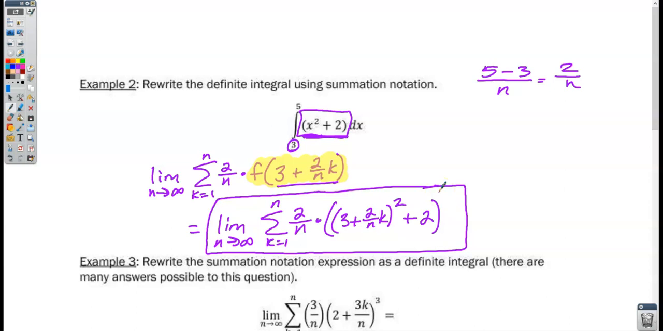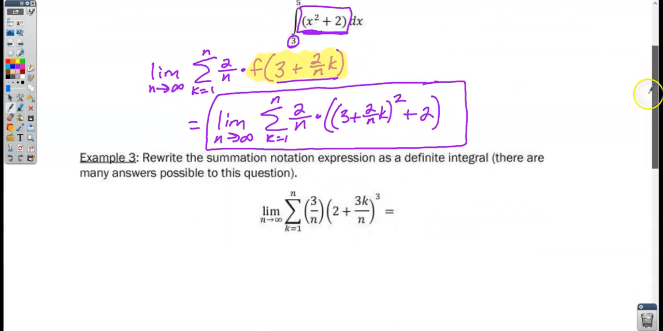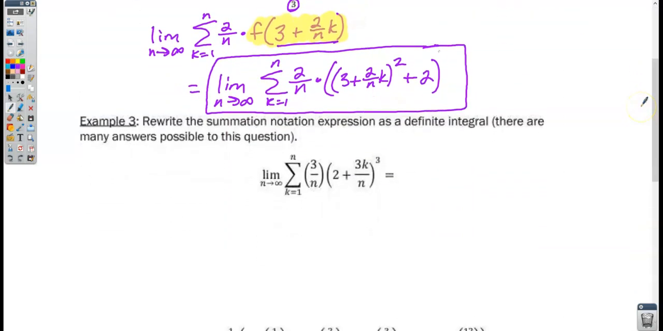Now, when we're given an integral, there's only one way to write it in summation notation. When we're given something in summation notation, it is possible to write this as multiple different integrals, potentially. Okay, so let's take a look at this one. First of all, I look at this and I see, okay, this is the width. And then it looks like we're starting at 2. And our function is taking whatever we put into it and cubing it.